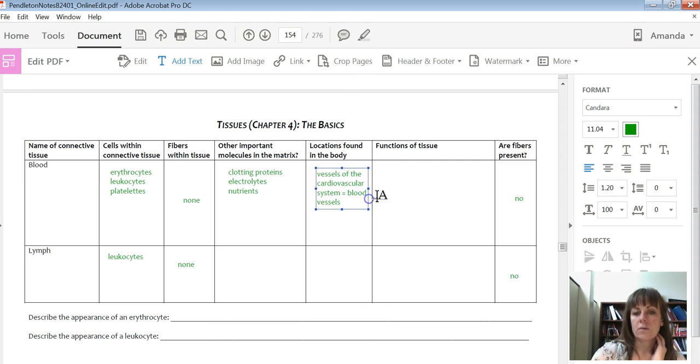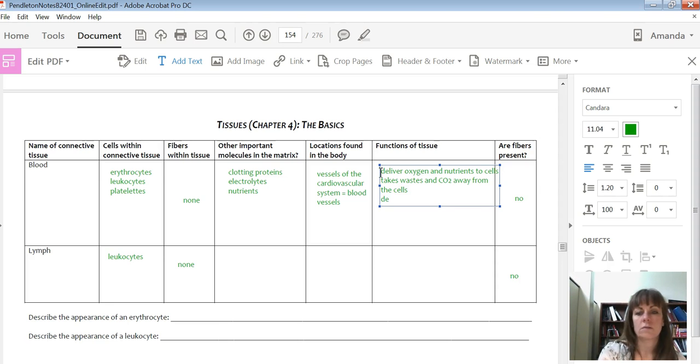Okay. And so what is the function of this tissue? Well, it's going to deliver oxygen and nutrients to the cells, take waste and carbon dioxide away from the cells, and then it's going to defend against infection and disease, and then it also helps with clotting. And notice these functions are based pretty much on the cells that are there. There are other things to help, but they're all interrelated.